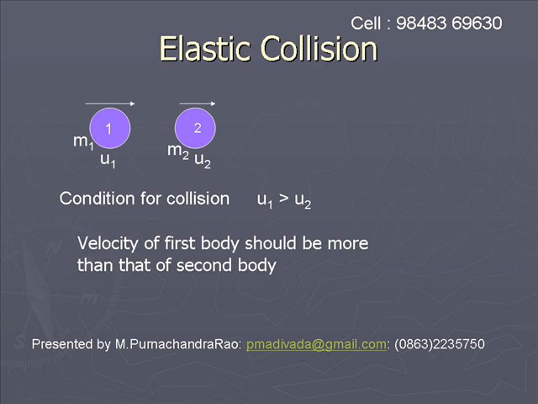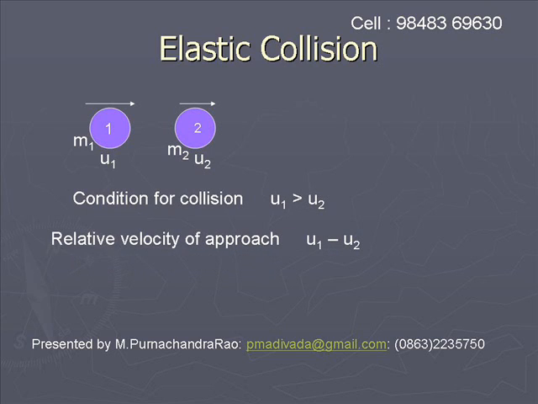The velocity of the first particle should be greater than the velocity of the second particle, then only collision is possible. When collision takes place, there is a relative velocity of approach. The difference of velocities of 1 and 2, u1 minus u2, is known as relative velocity of approach. Its direction is to the right.